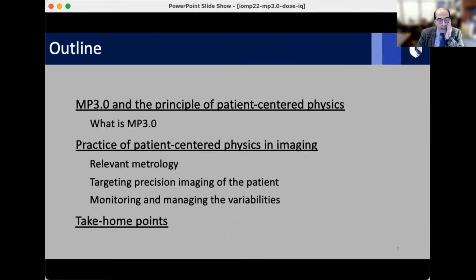This is the outline that I will be covering today. First, I'm going to focus on MP 3.0, what it is, and the principle of patient-centered physics. And after that, I'm going to spend most of my time talking about the actual practice of patient-centered physics and imaging, and talking about three particular topics: metrology, targeting precision imaging, and monitoring precision imaging. And at the end, I have some concluding remarks.